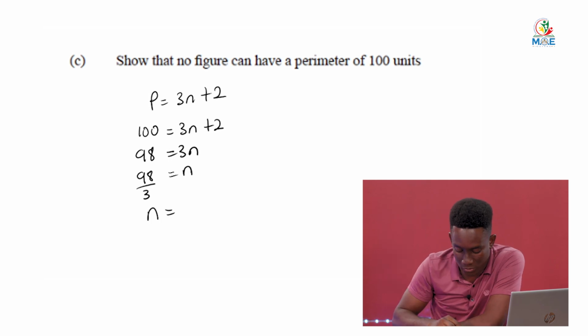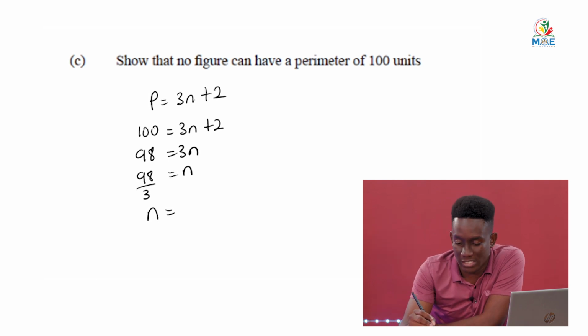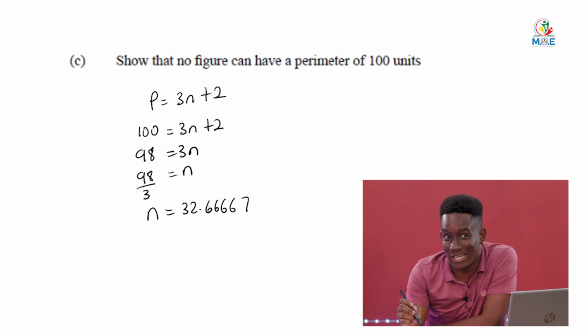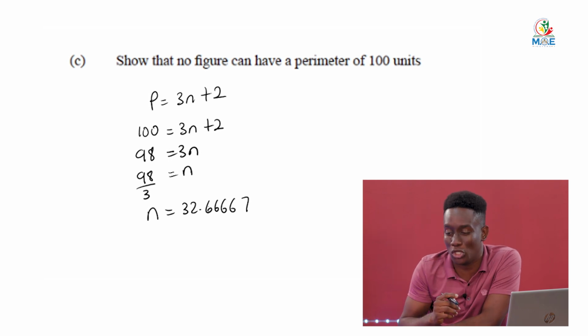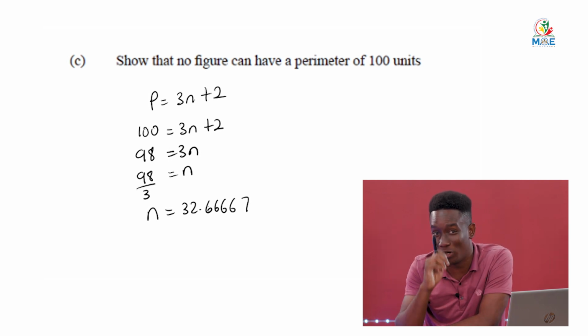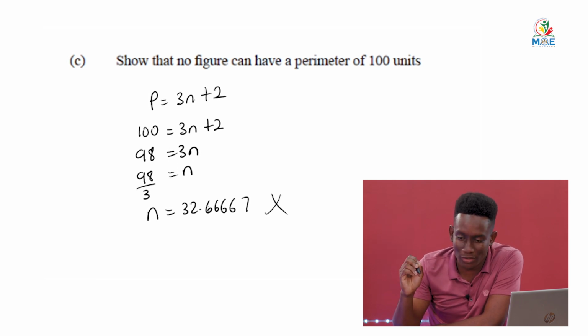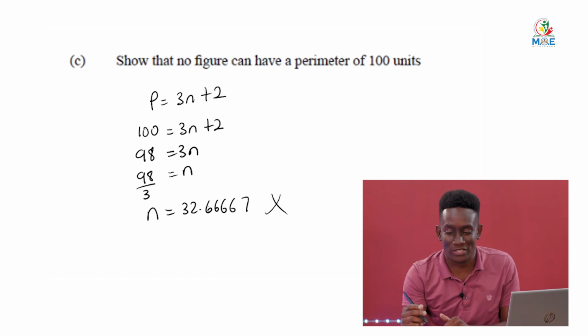Hence n would be equal to 32.666666, and it keeps going on. So n is equal to 32.66667. But remember, each side has a unit length. So it means when we add up all the sides, we should get a whole number because each side has a unit length of 1. So we cannot get a decimal, we cannot get a fraction. So therefore, no figure will have a perimeter of 100 units because of this.